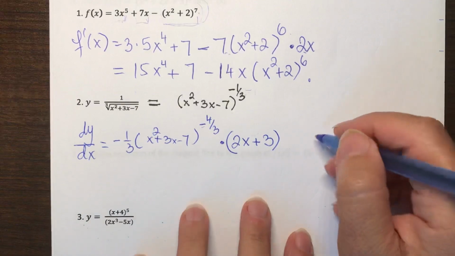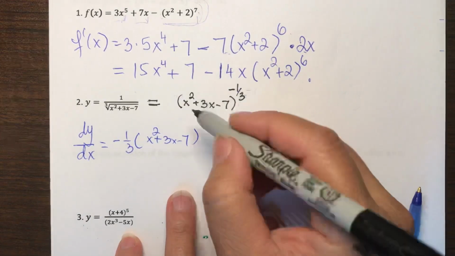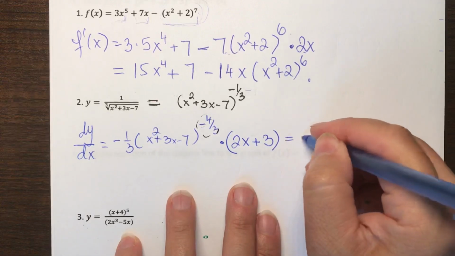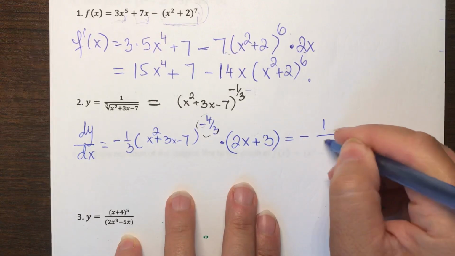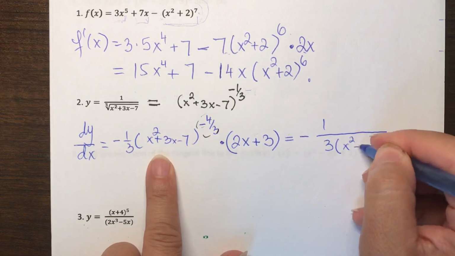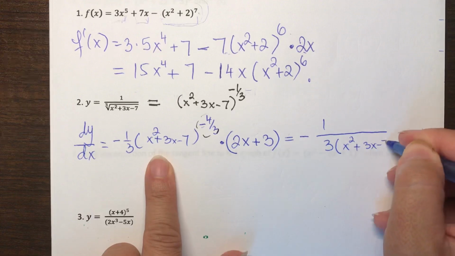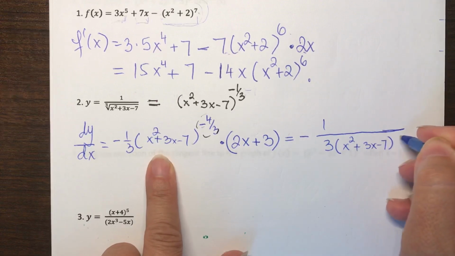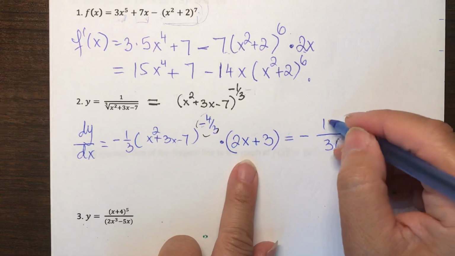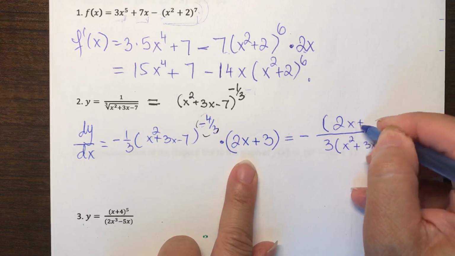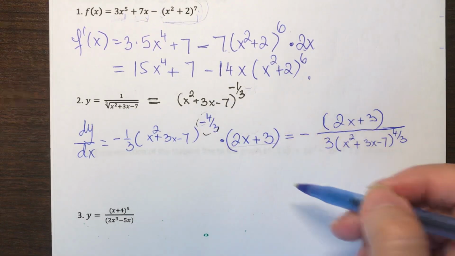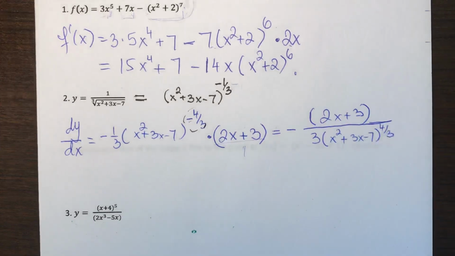So what else do I have? I have my negative exponent, yes, that I'm going to have to take care of. So I have a -1/3. This guy's going to go on the bottom. So x squared plus 3x minus 7 to the power of 4/3, positive. And then the 2x plus 3 is a 2x plus 3 over 1. So this one gets to stay in the numerator, right? It's an over 1. Yes, so it's a numerator problem.